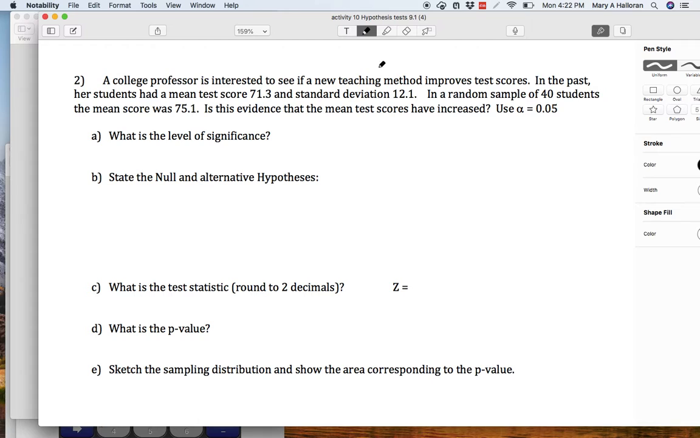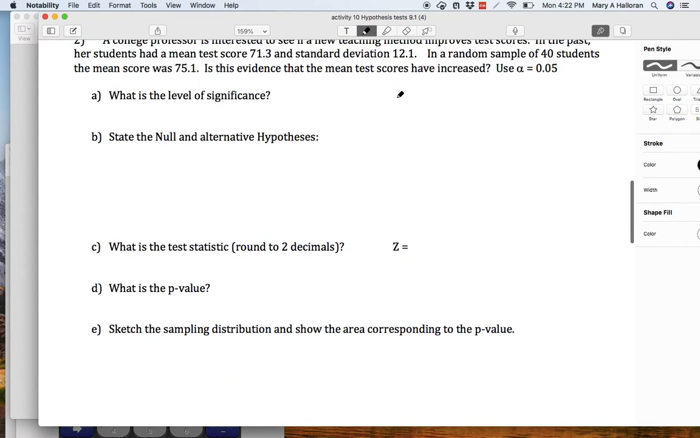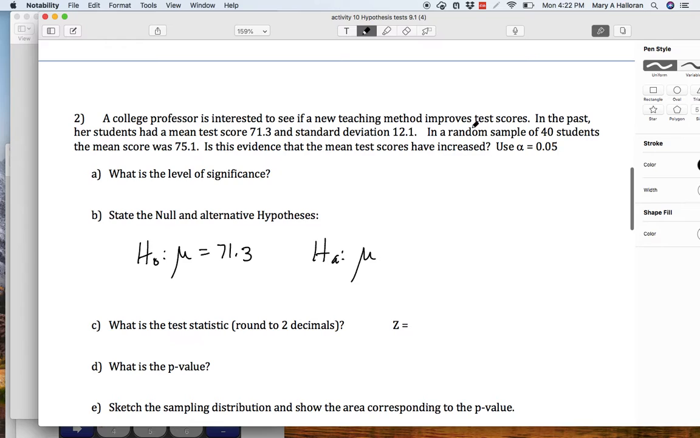Let me do a second example. So this one here, we have a college professor who wants to see if their new teaching method improves test scores. In the past, the students had a mean test score of 71.3. So that's what we're going to compare to. The old mean. We're trying to test that the mean now improves test score. So if it improves, that means we think the test score is going to go up.